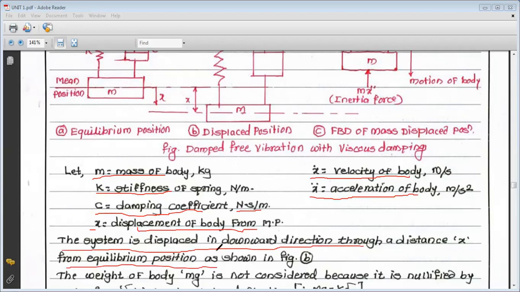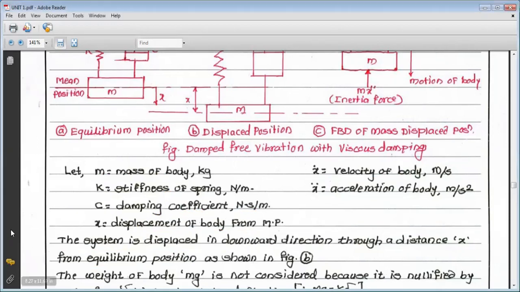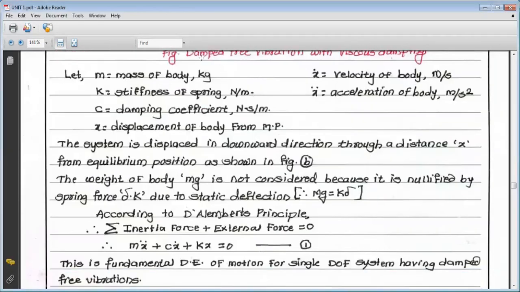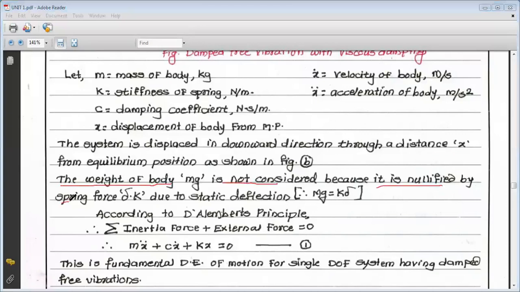Now we are not considering the weight of the body, because the weight of the body is nullified by the initial spring force K delta due to static deflection. So the weight of the body, mg, is not considered because it is nullified by the spring force. Delta is the static deflection, and mg equals K delta. So we neglect the weight of the body.